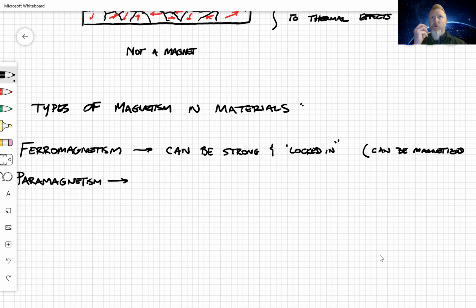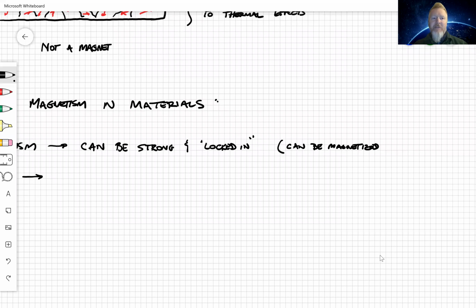When I take the balloon away from the wall, it doesn't stay polarized. The charges don't stay where they are. They go back to where they were. Ferromagnets are kind of the same way. They can be magnetized.